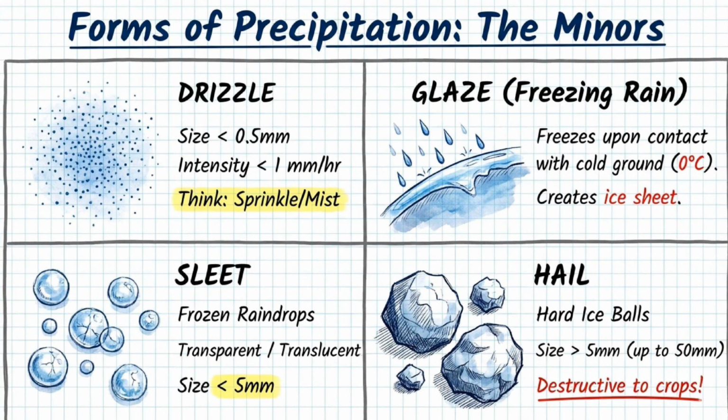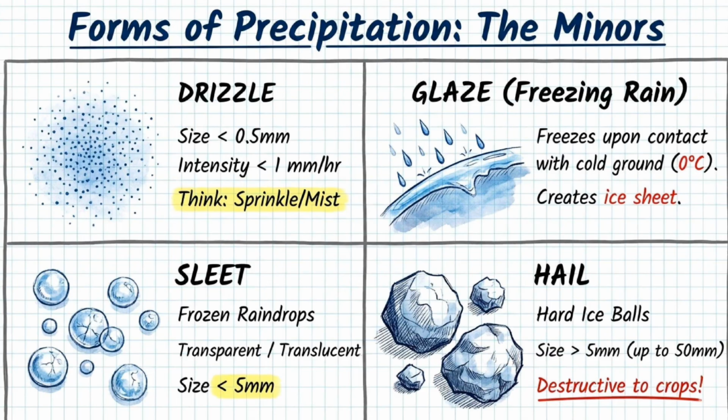Now we discuss four minor forms of precipitation. They are drizzle, glaze, that is freezing rain, sleet, and hail. They mainly differ by two things. One, size of particles. Second, temperature conditions. Think about drizzle. Look at the image. It says size is less than 0.5 mm and very low intensity.